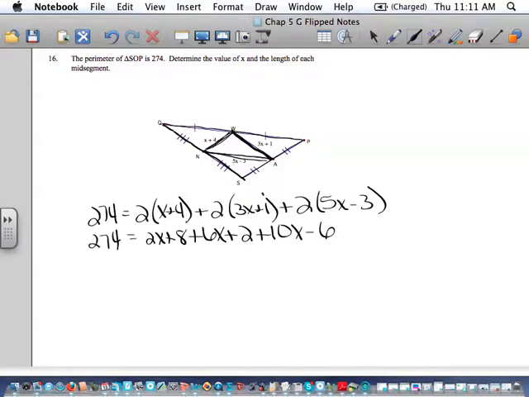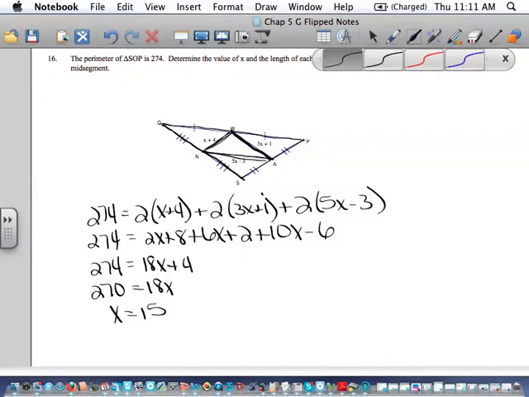When you collect up all those like terms, you have 274 is equal to 18x plus 4. Subtract the 4 from both sides, you're going to get 18x equals 270, so x equals 15. The other way you could look at this, a second way you could think of this, is you could actually take the perimeter and divide that by 2, and then set that equal to the midsegments, and you'll get the same answer because it's a linear measure.